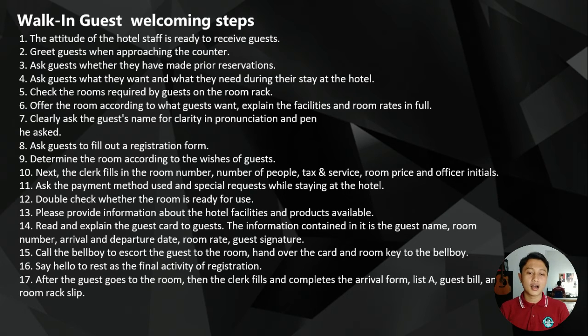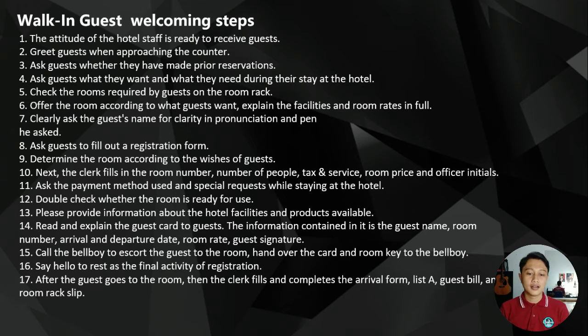Number six, offer the room according to what guests want. Explain the facilities and room rate in full. Number seven, clearly ask the guest's name for clarity in pronunciation and spelling. Number eight, ask guests to fill out a registration form. Number nine, determine the room according to the wishes of guests.